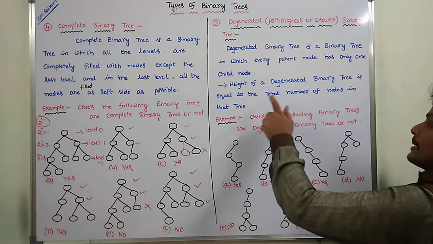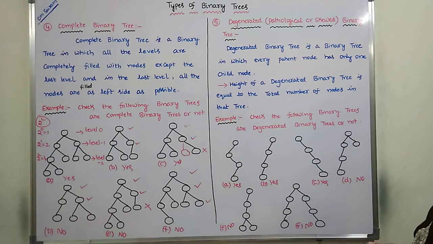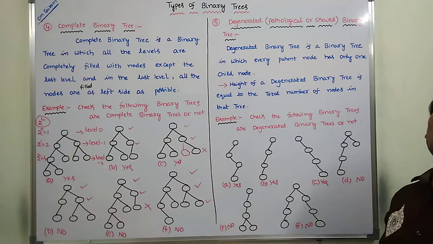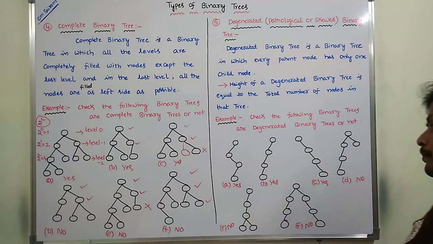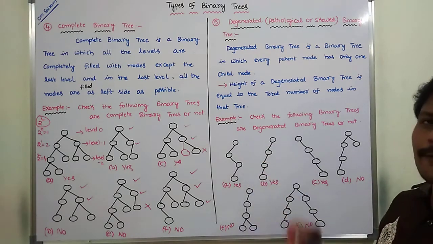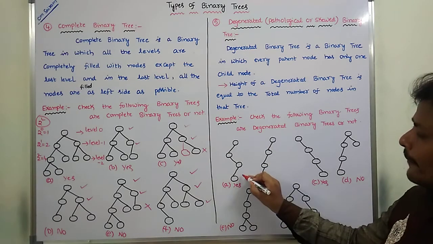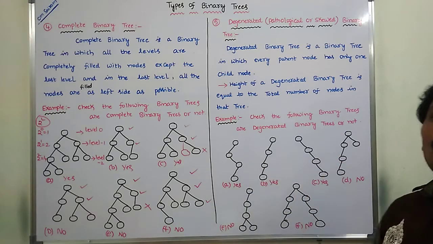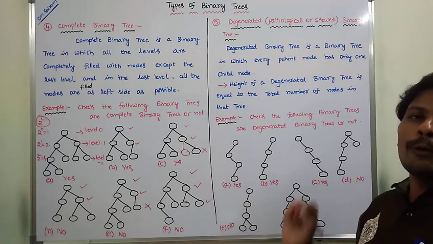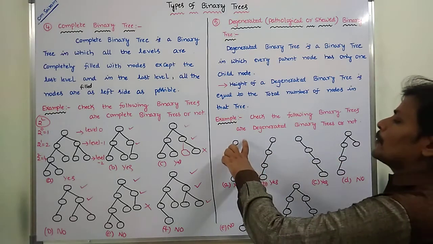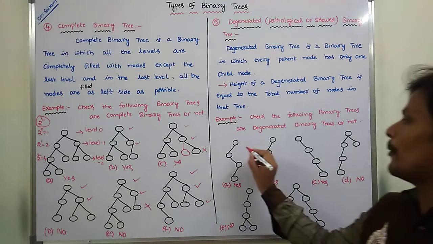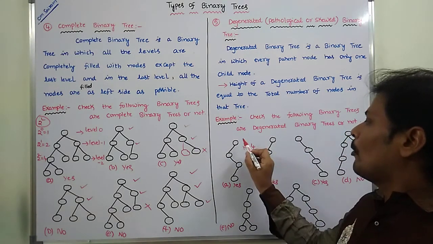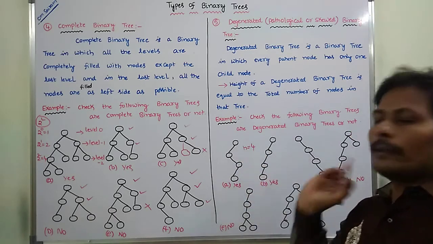Now go for the second one. The height of a degenerated binary tree is equal to the total number of nodes in the tree. What is the height of the tree? Root node to leaf node. How many nodes are there? 1, 2, 3, 4. Four nodes are there. Height is equal to 4. Total number of nodes is also equal to 4.